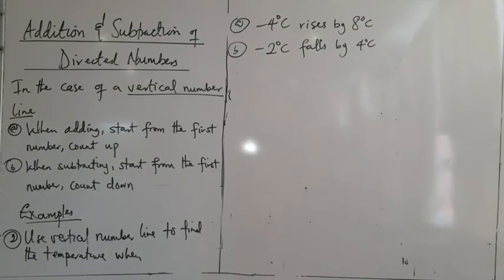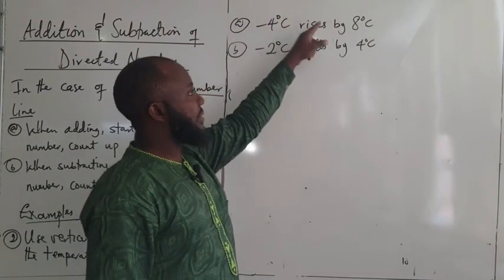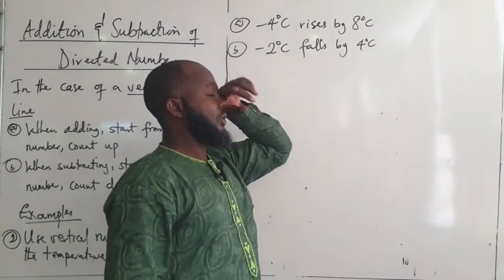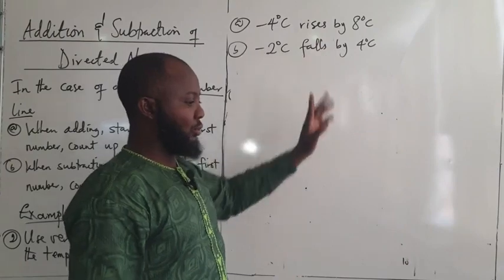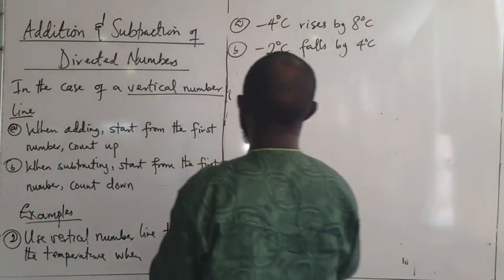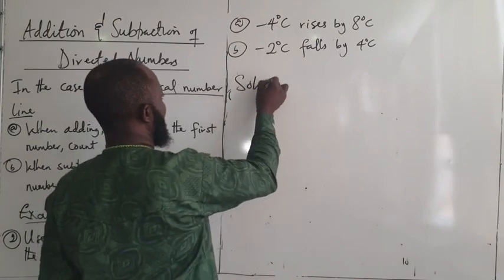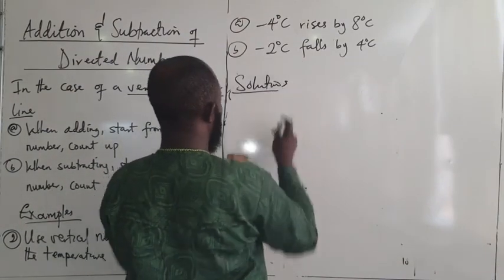So this is example 2. Use a vertical number line to find the temperature when the first one is minus 4 degrees Celsius, rise by 8 degrees Celsius. So this is rise, increasing, while this one is decreasing. How do we do that? Very simple. What you're going to do is draw a vertical number line. Right? So let's draw its solutions.